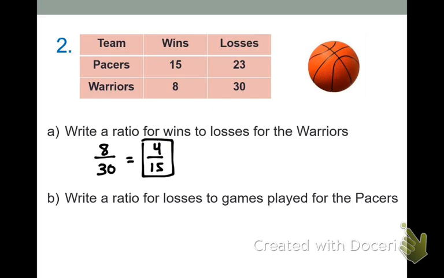Because these are silly mistakes you guys are making. So, JD, try it again. 23 to 38. How'd you figure out 38? All right, all you have to do is add their total losses and wins. And that is the simplified form because it will not be any more simplified. Okay? Questions?